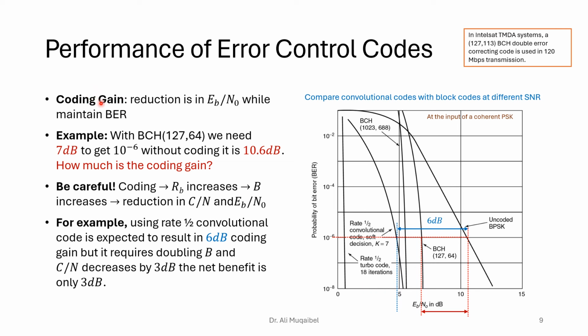So let's define the coding gain. The coding gain tells you how much reduction in Eb over N naught while maintaining a given probability of error. Let's take an example.